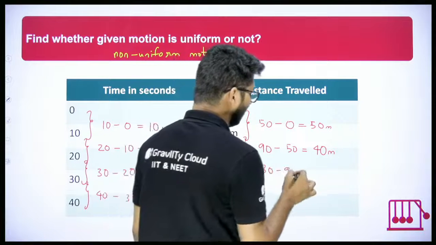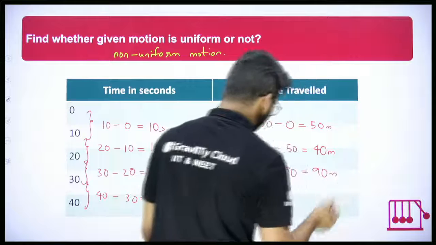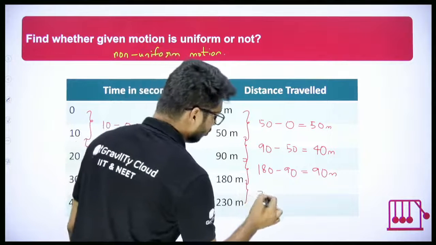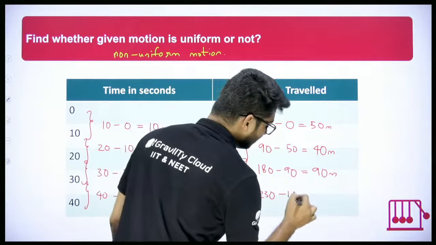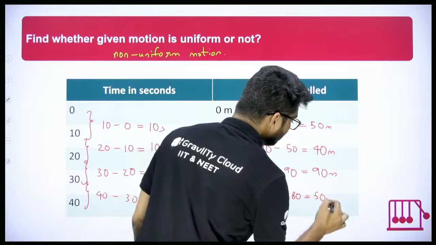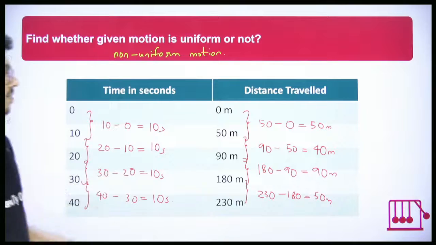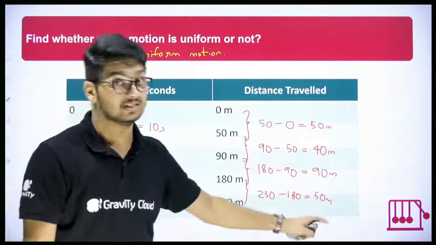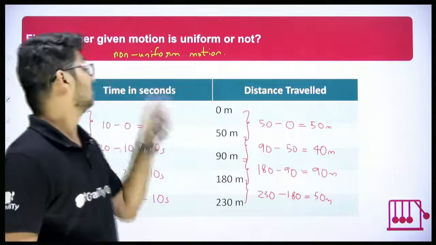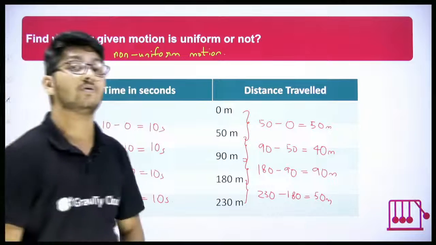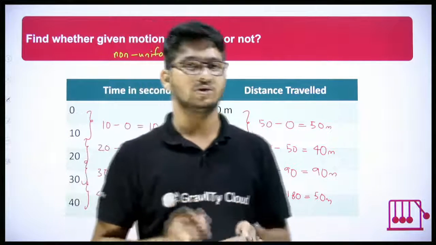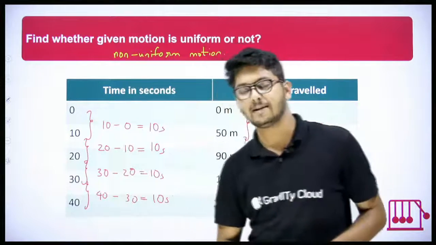If I go for 180 minus 90, it is 90 meters. Then 180 to 230, 230 minus 180, 50 meters. And clearly see, the time interval is equal, but the distance traveled is not equal. That means it is the case of non-uniform motion. Clear? Good. Let's continue.